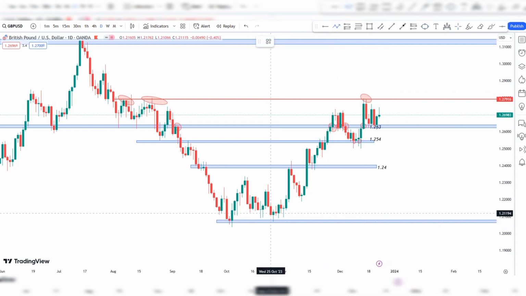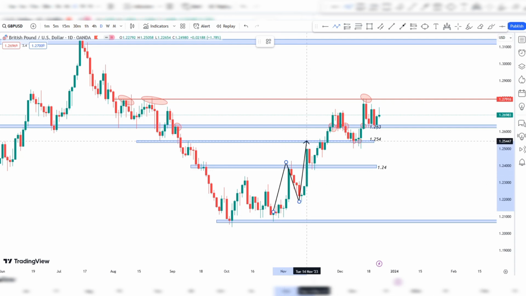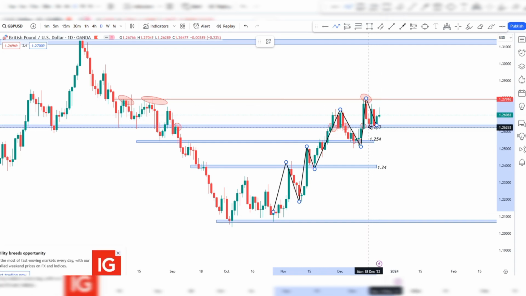And again, we can see price moving to the upside, making higher highs and higher lows. And it has come back down here, bouncing off this support level at the 1.263 area, and now gradually moving back to the upside.